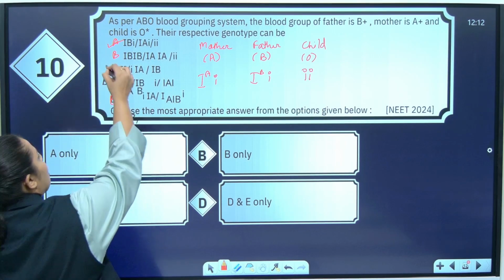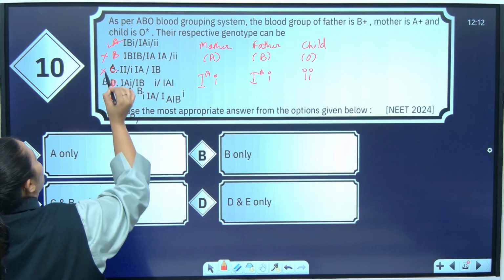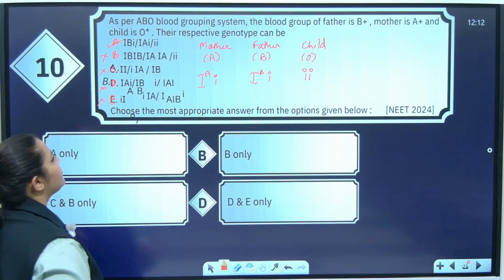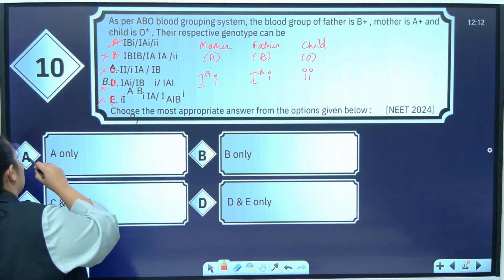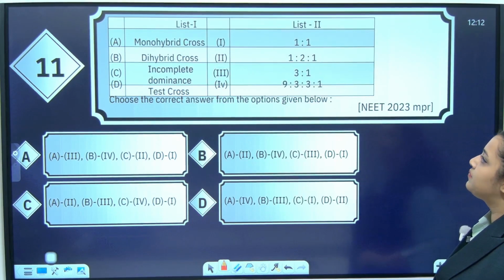IB, IB, IA, IA. No, this is not possible. No. And no, this is also not possible. So the answer is A only. Okay, let's go to the next one.